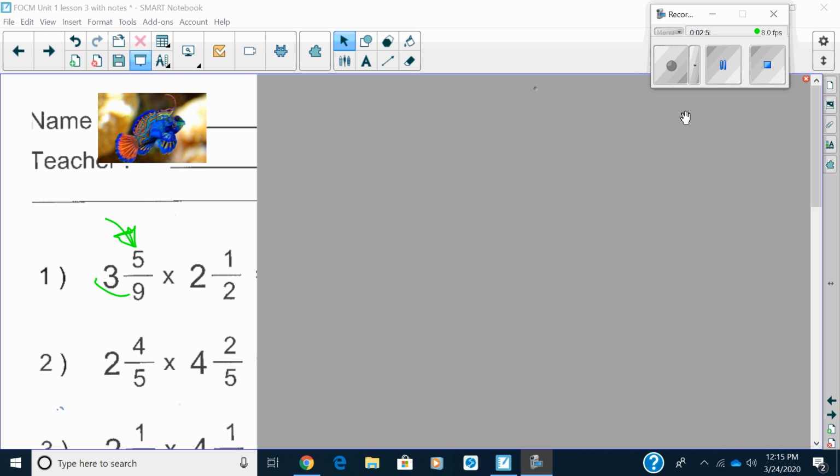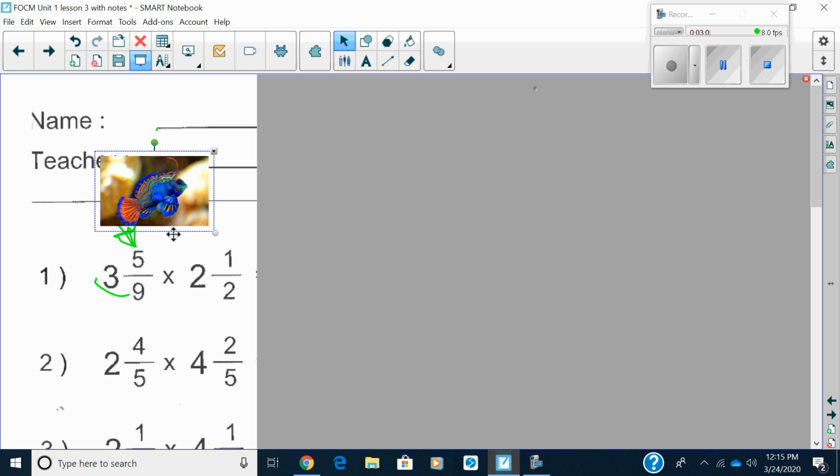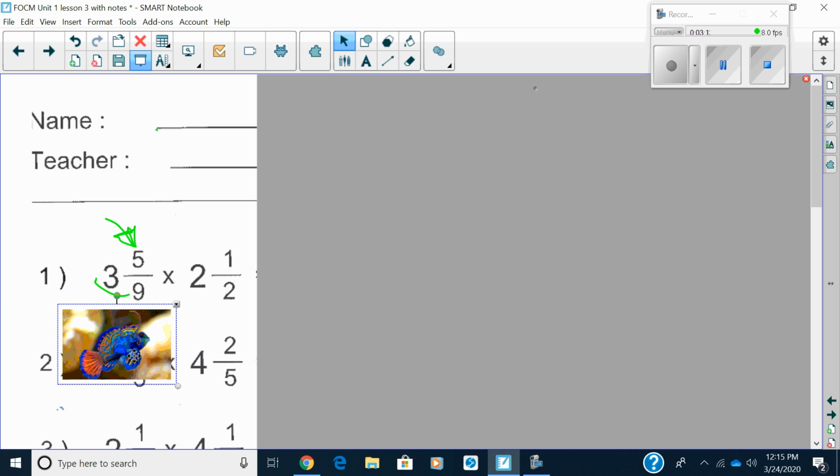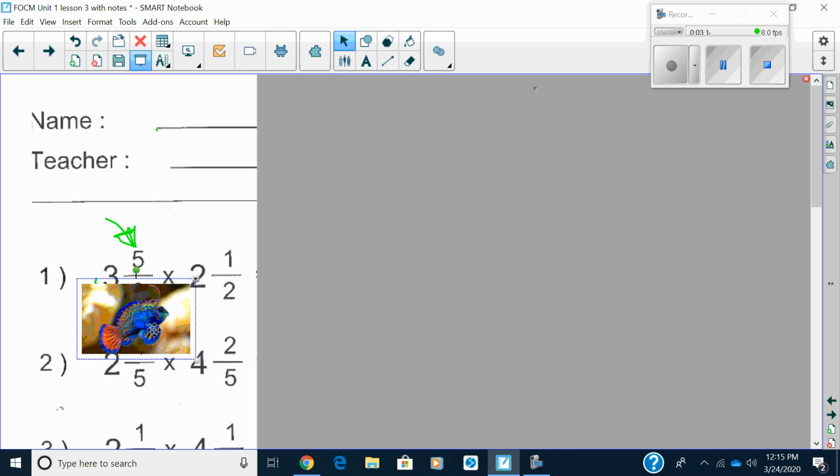Okay, so if you're following along in your notes, I went on to the next page. This is Unit 1, Lesson 3. These are the notes that I published on our shared drive also. So here we have a mixed number. What you have to do is you have to do 9 times 3 is 27 plus 5.